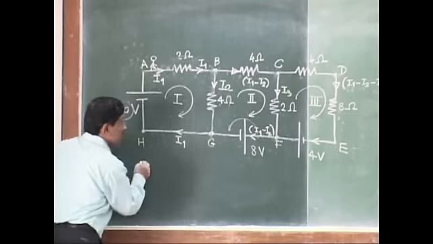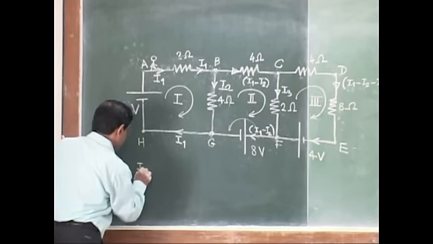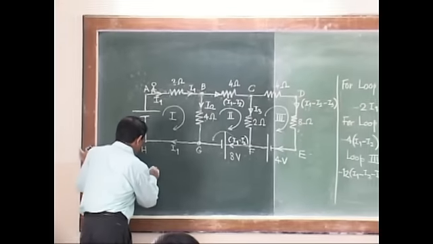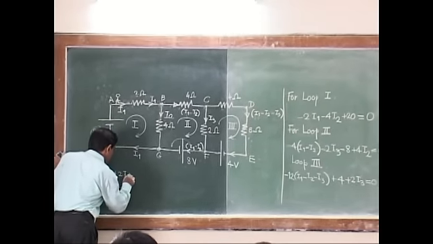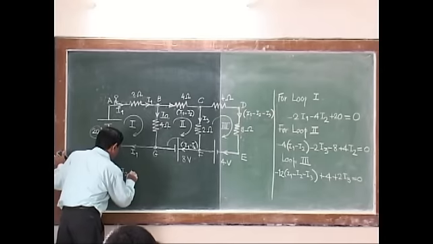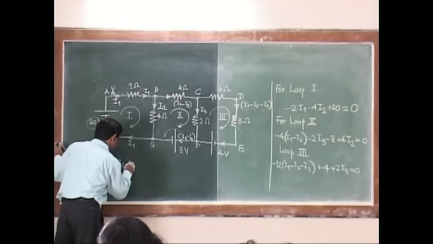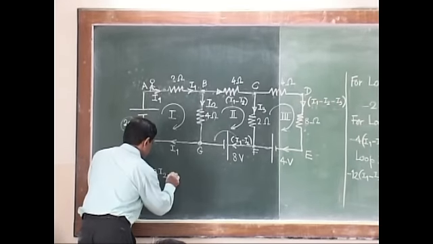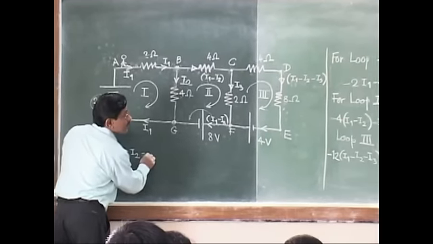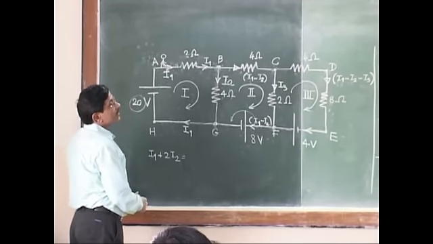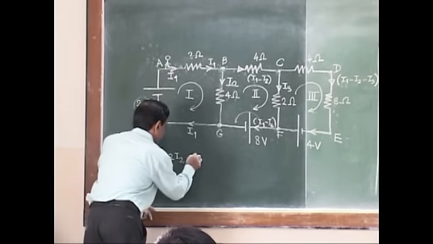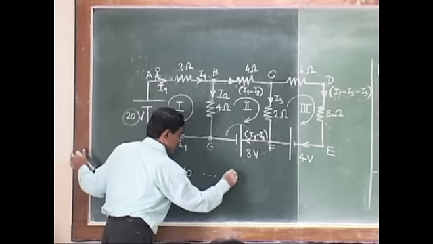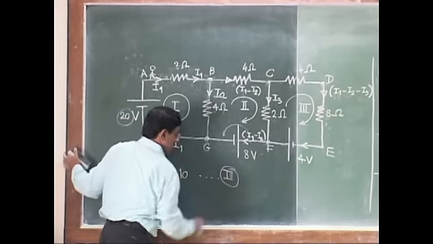Simplified as I1. If I divide, suppose I1 minus 2 I2 plus 10 are equal to minus 10. So plus 10. Okay? This would be my first equation. Second equation.